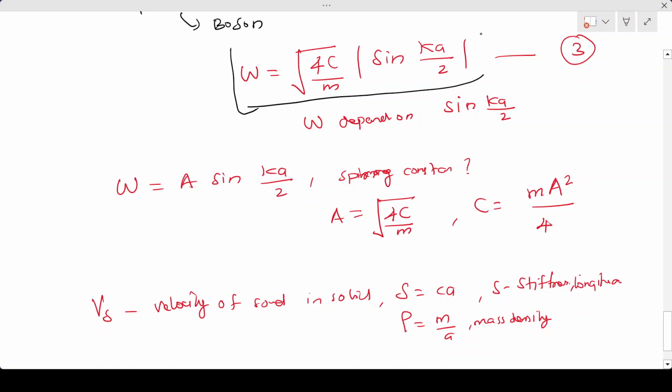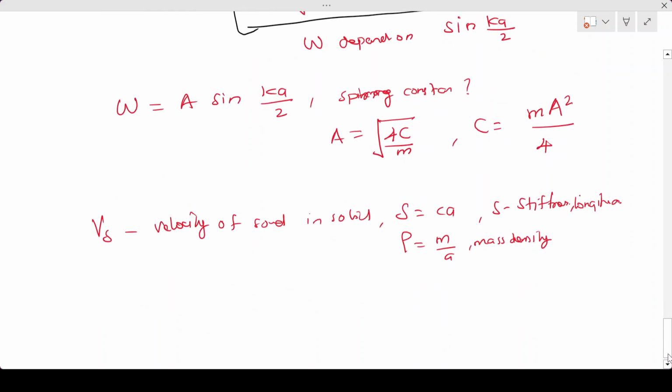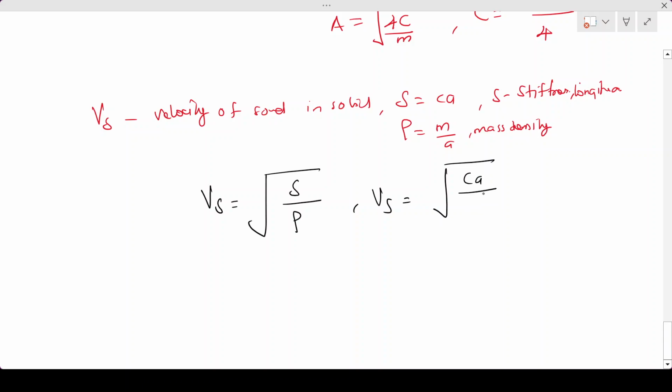So this particular equation will transform into, like you can see, so if I say that Vs, the velocity of sound, is equal to root S by rho, where rho is the mass density and S is the stiffness, then Vs becomes root Ca by M by A. So you will be getting A root C by M, where C is the spring constant.